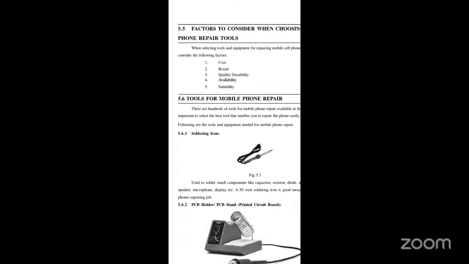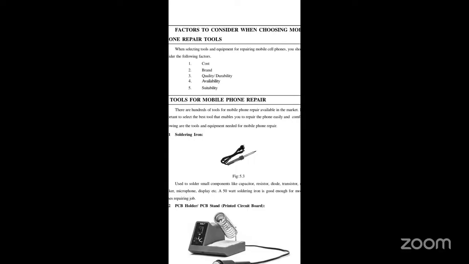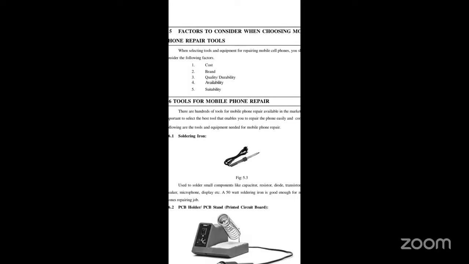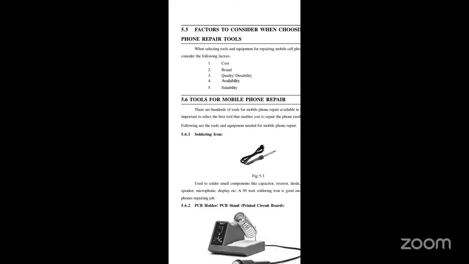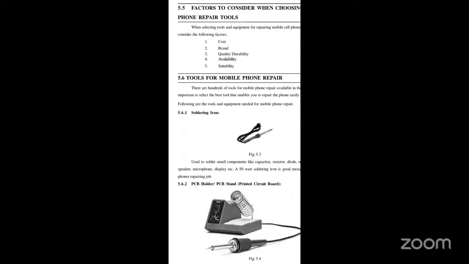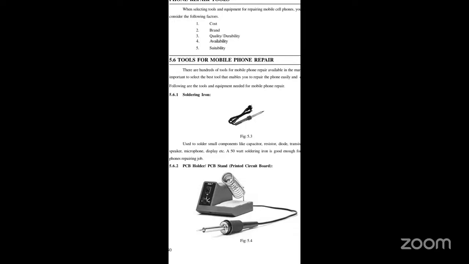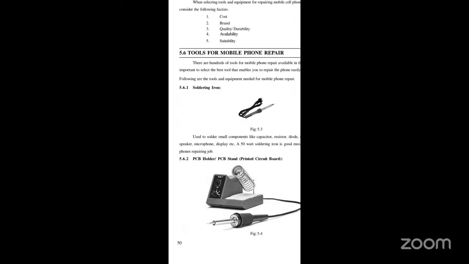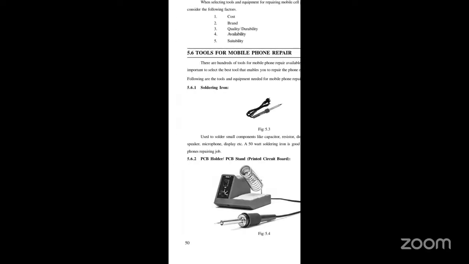Tools for mobile phone repair. There are hundreds of tools for mobile phone repair available in the market. It is important to select the best tool that enables you to repair the phone easily and comfortably. Following are the tools and equipment needed for mobile phone repair: soldering iron, used to solder components like capacitor, resistor, diode, transistor, regulator, speaker, microphone, display, etc. A 50-watt soldering iron is good enough for most mobile phone repairing jobs.